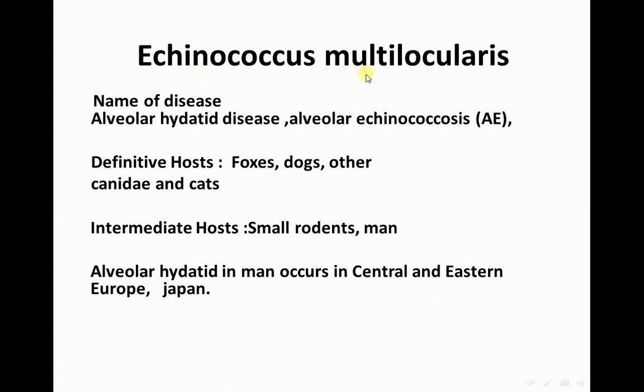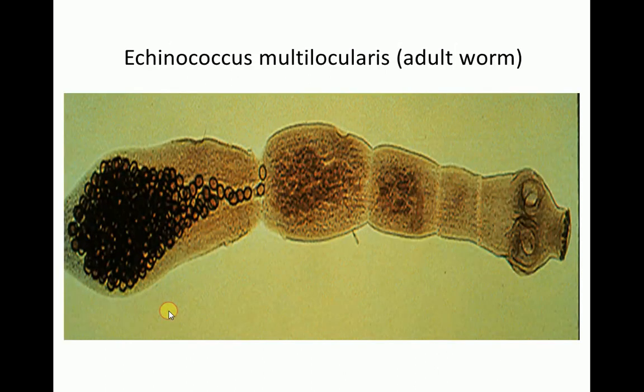Echinococcosis, the other species, is multilocularis. Name of disease: alveolar hydatid disease or alveolar echinococcosis. Definitive host: foxes, dogs, and other canidae, also cats. Intermediate host: small rodents and human. Alveolar hydatid in man occurs in Central and Eastern Europe and Japan. The image of Echinococcus multilocularis.